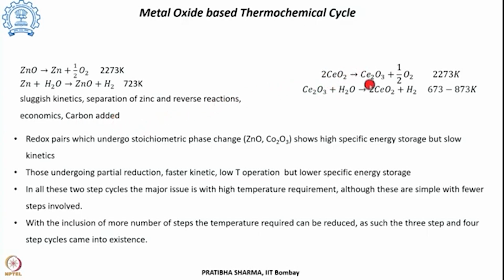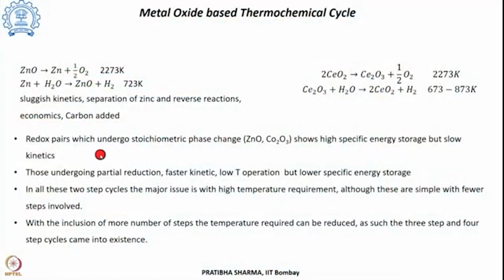Cerium oxide based metal oxide, when it undergoes the reduction reaction, produces Ce2O3 and oxygen. This first step occurs again at 2273 Kelvin. This Ce2O3 comes back to its initial state when reacting with water, producing hydrogen. This second step occurs at 673 to 873 Kelvin. So these are some of the representative metal oxide based thermochemical cycles which involve two steps. These are oxidation-reduction type reactions, but the temperatures involved in the endothermic step of one of the cycles are substantially high.